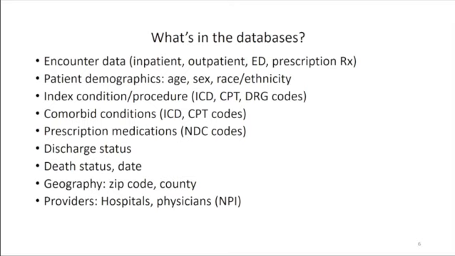What's in the databases? They have records of all the health services received by the covered population. Would include all the hospitalizations, ED visits, physician visits, prescription pickups, and each record would have information about the patient and their health problem, treatment received, usually in terms of codes, ICD or CPT codes, and additional information in terms of cost of care, patient location, maybe the zip code or county, and also information about the hospitals or providers where they received care.